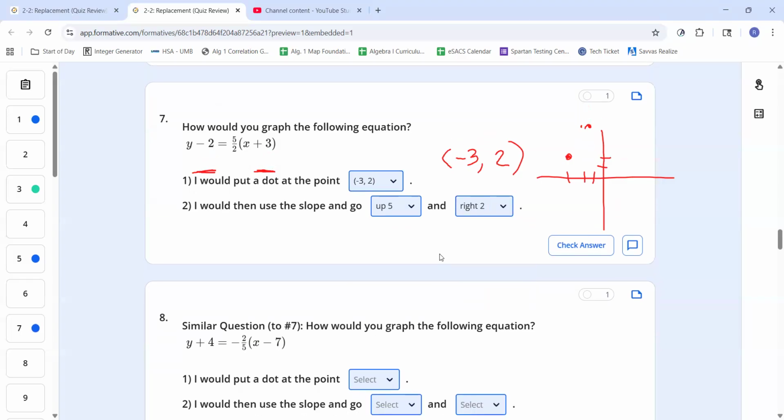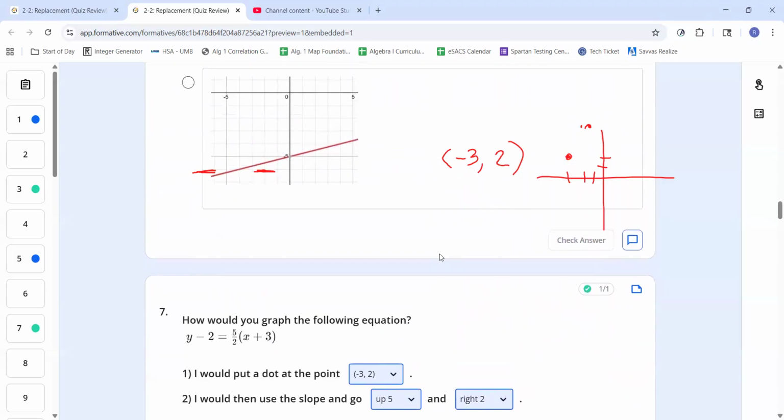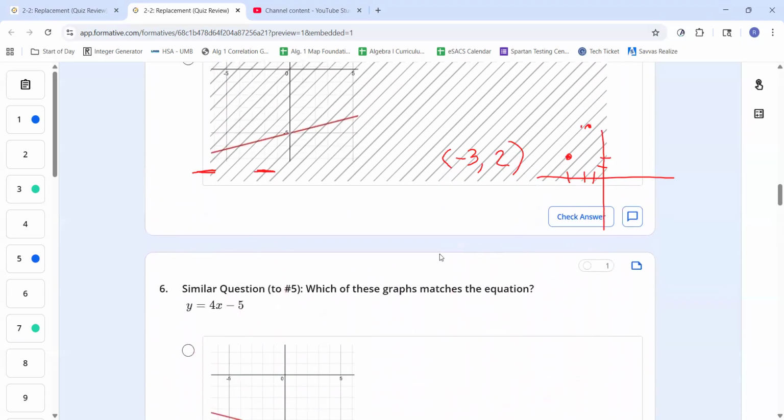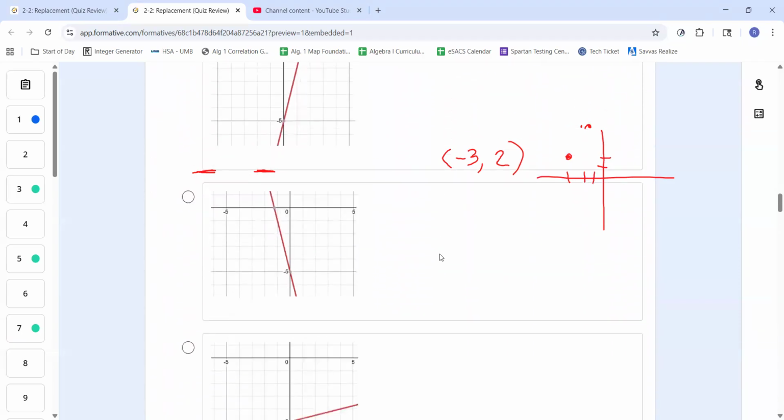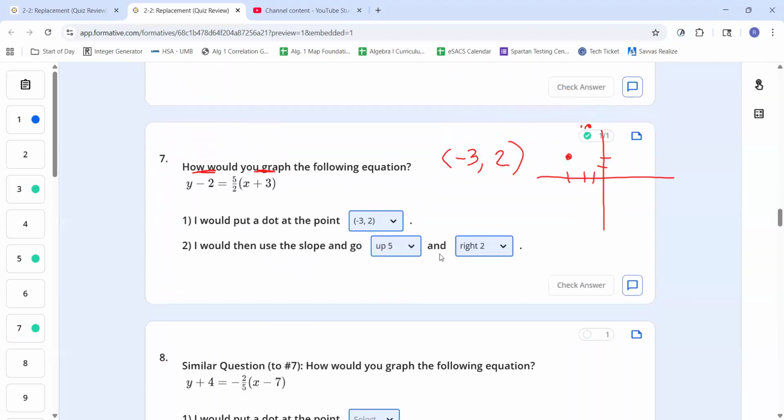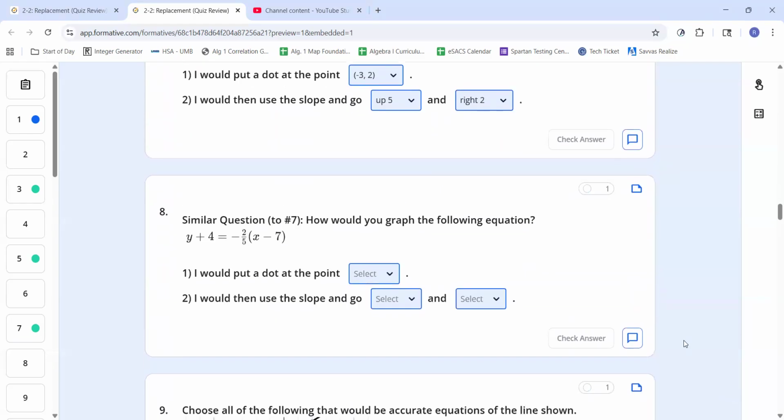Okay. I can check the answer, and it's correct. Didn't even see that. You can check the answer. There we go. Okay, let me get rid of the work I've done there. All right, you try number 8.